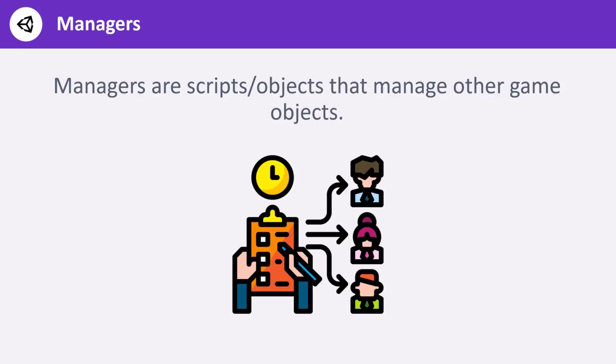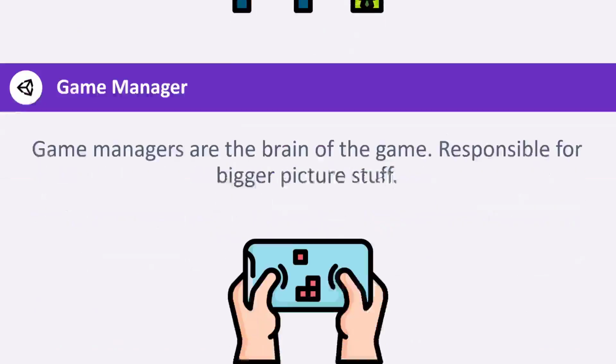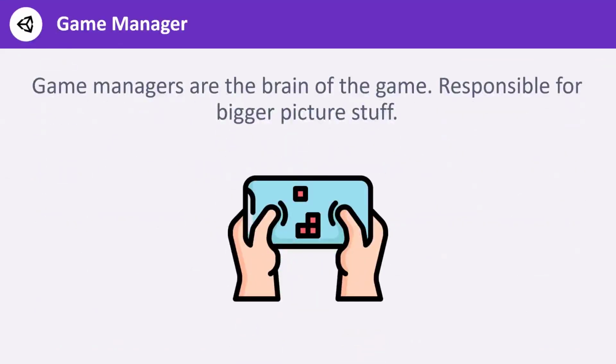There are different types of managers you can create. Audio managers are popular in game development. Managers can keep track of the player's score. One last example would be creating a manager for tracking enemies on a map. The most popular type of manager is called a game manager.